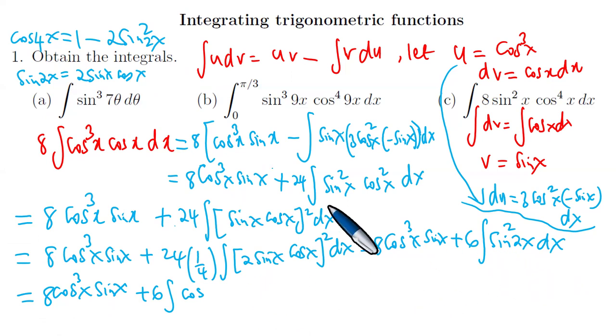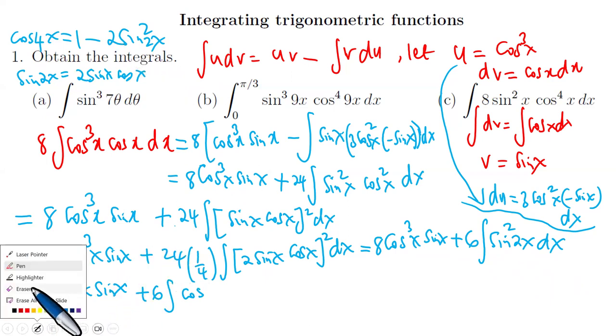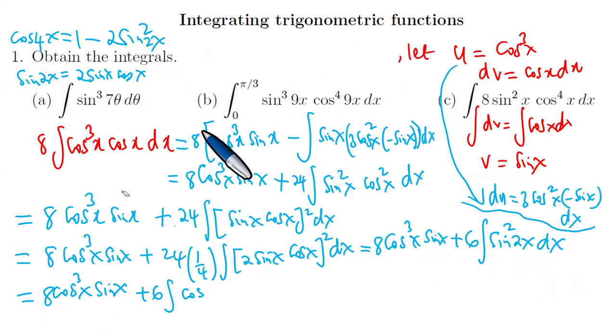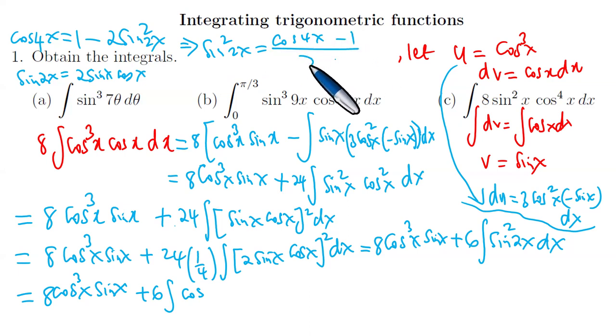So that now, whenever we have sine squared of 2x, it is the same as what? From this, we have the following to achieve. Sine squared of 2x, which is cosine 4x minus 1 divided by 2. Meaning that whenever we have sine squared, it is cosine 4x minus 1 out of 2 dx.